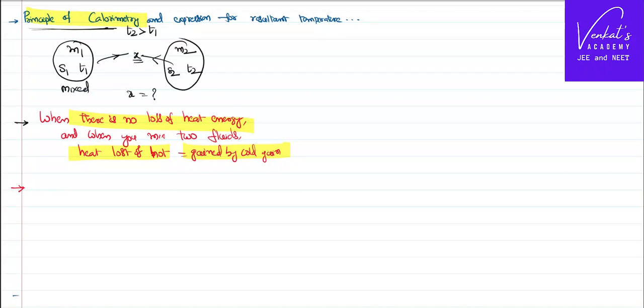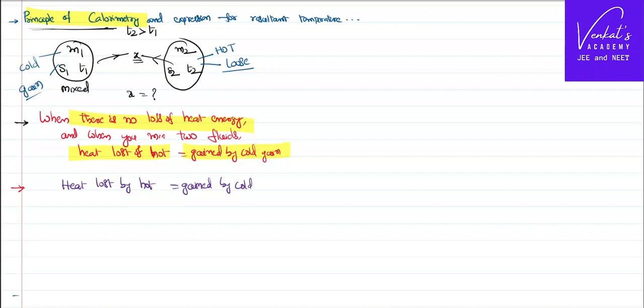So if you observe the above case carefully, here T2 is more, so this is the hot body. T1 is less, so this is the cold body. So this will lose the heat, and this will gain the heat. So I can say heat lost by the hot body is equal to heat gained by the cold body. Applying that principle, heat lost by the hot body is gained by the cold body.